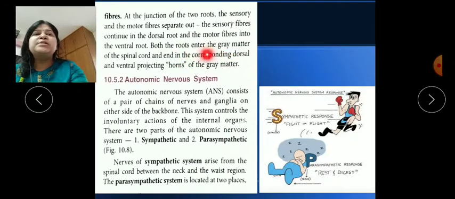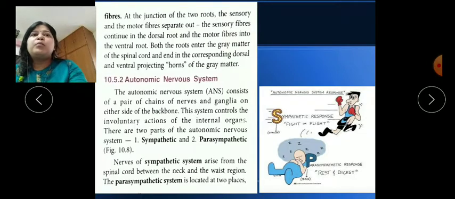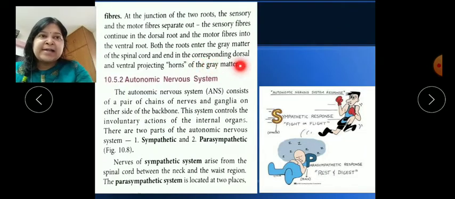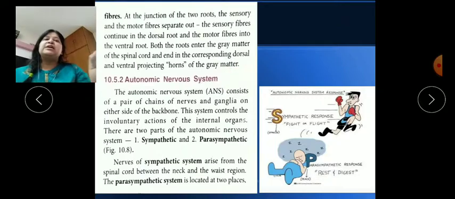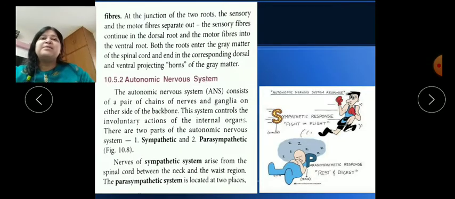Now both the roots enter the gray matter. The gray matter, you know, is the center butterfly-like structure I told you about. So both the roots enter into it, and like this they pass the signals in the corresponding dorsal and ventral projecting horns of the gray matter. So they are just showing that gray matter, and basically what they are doing is the emerging ganglion part.